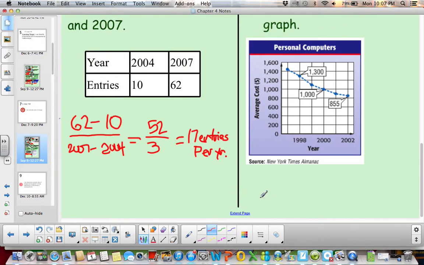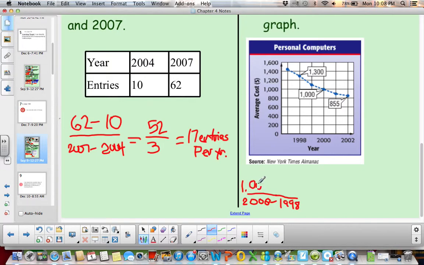We want to know the cost between 1998 and 2000. My year is going to be on the bottom, and I'm going to take between 2000 and 1998. My cost in 2000 is $1,000.